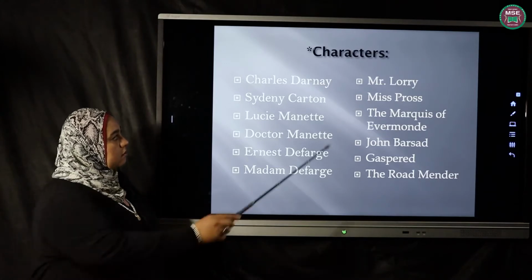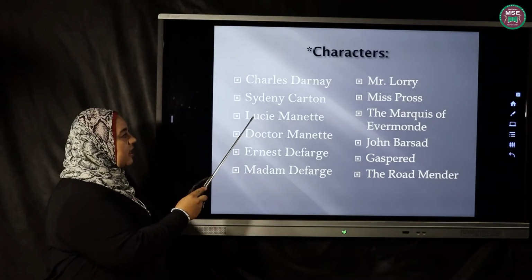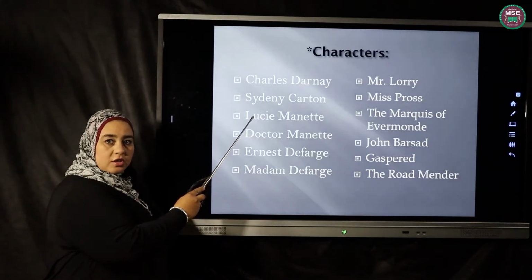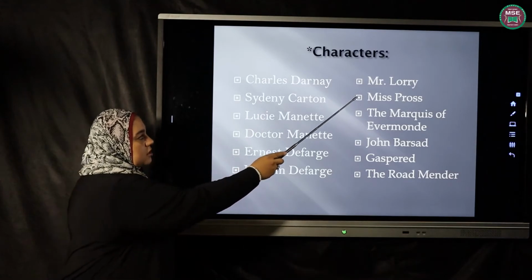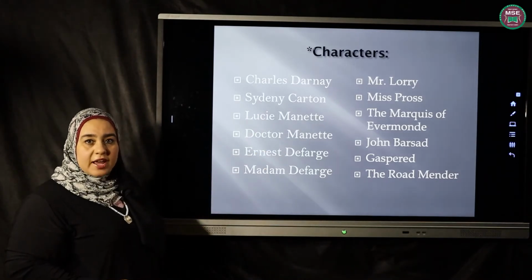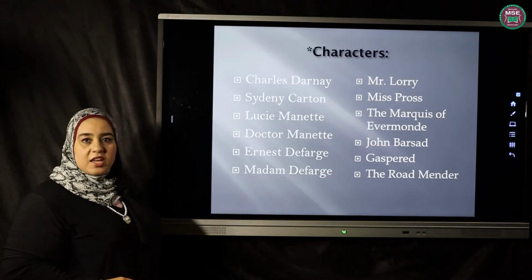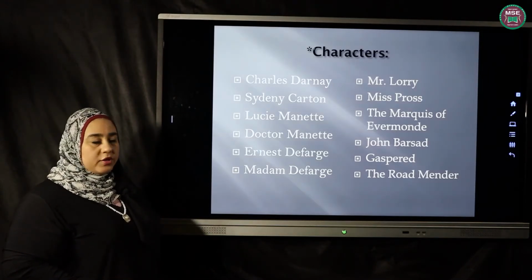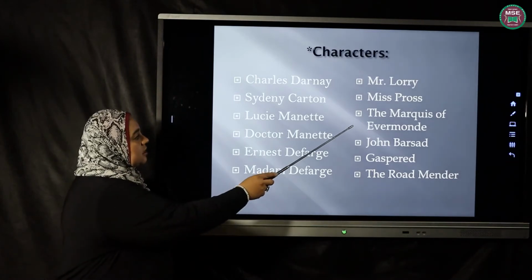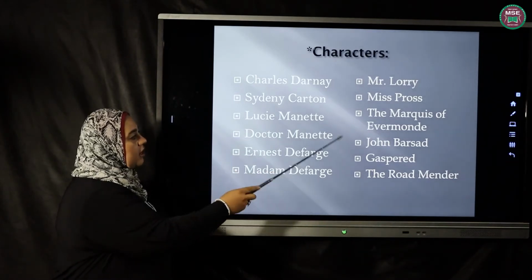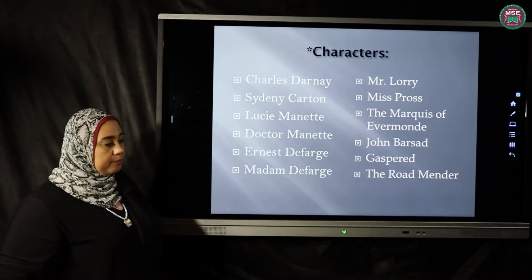Mr. Lorry, he is a friend to Dr. Manet, and he had taken care of Lucy all the time while her father was in prison. Miss Pross is a very kind lady. She had grown Lucy up and she was taking care of her all the time. The Marquis of Evremonde, he is the uncle of Charles Darnay, John Barsad, Gaspard the road mender.